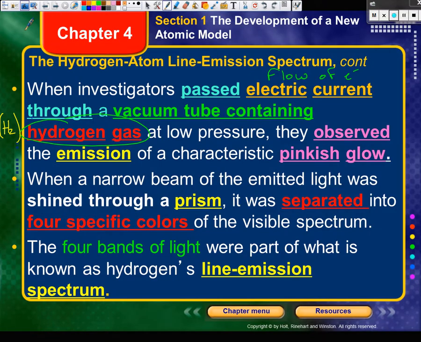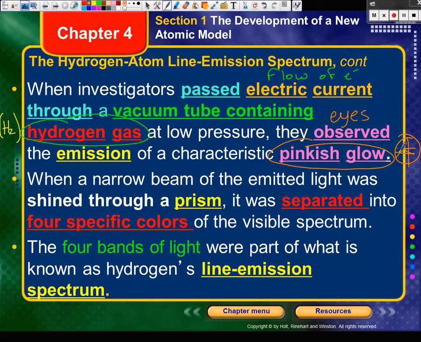Okay, so they filled this tube with hydrogen gas, and only hydrogen gas, and they ran an electric current through it. And then they observed. Now, what do you have to use to observe? Your eyeballs. Now, some of you need glasses, but you use your eyes. But you've got to remember, do our eyes perceive things as they truly are? No, it's basically only what we can see. So they observed the emission. What does emission mean? To give off. So they observed the emission of a pinkish glow. That is a very important point to this.